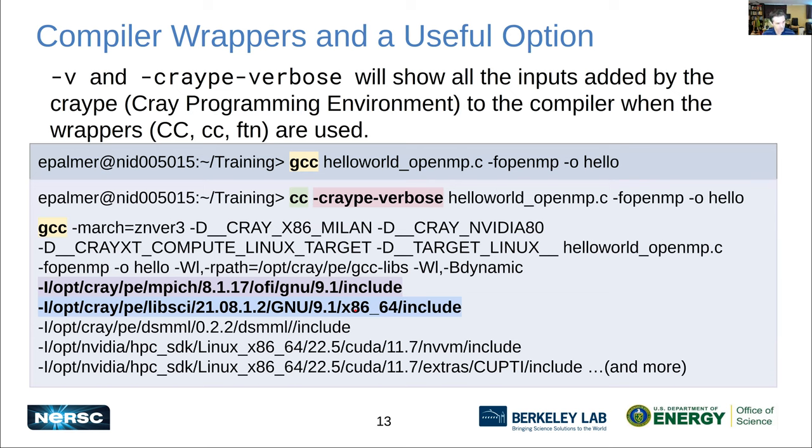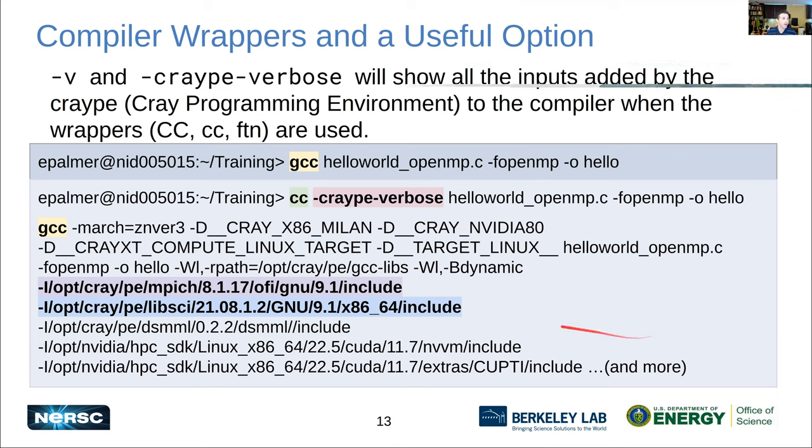So I said I would talk about the compiler wrappers and what's going on behind the scenes when you're using them. This is what this slide is trying to show. What I have here is one line where I compiled my basic C code with GCC. Instead of GCC, I'm in the GNU programming environment, and I'm using the CC Cray compiler wrapper instead. I've added the craype-verbose command, which will show all the extra commands that are being hidden behind this wrapper when I run this compile line.